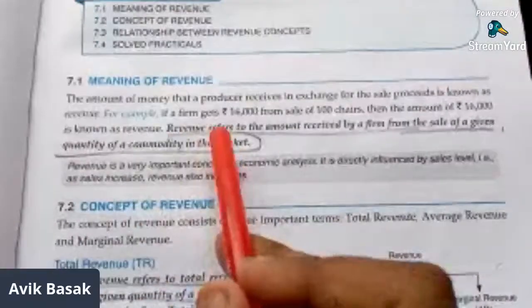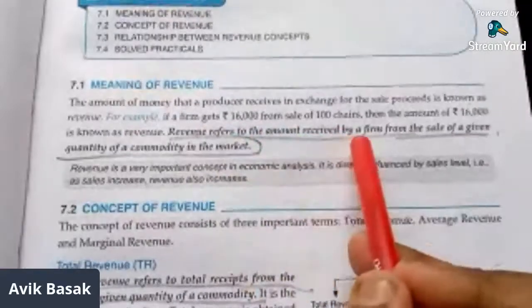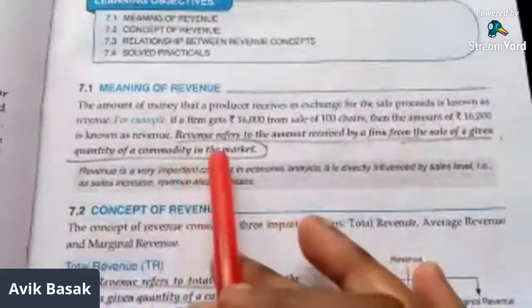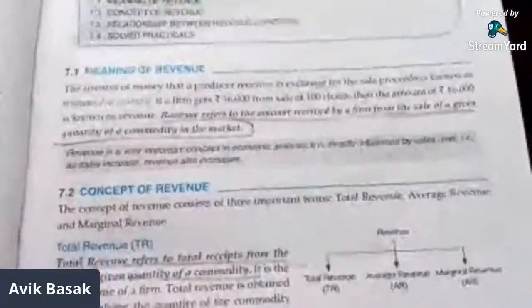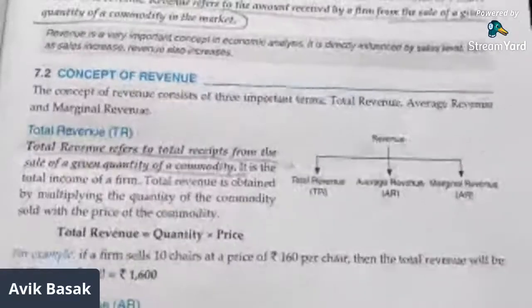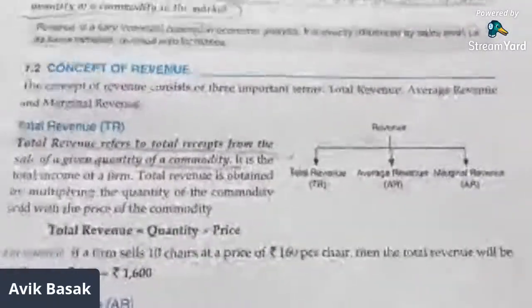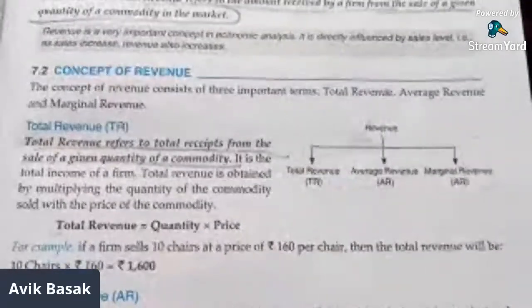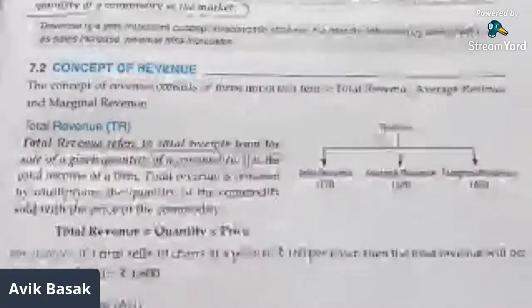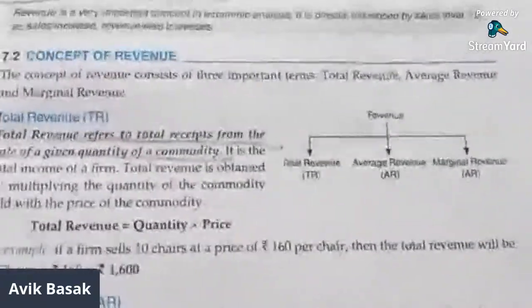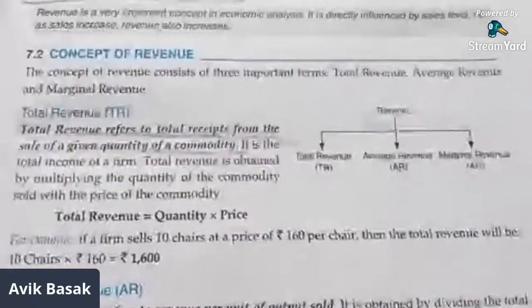So students, revenue refers to the amount received by a firm from the sale of a given quantity of a commodity in the market. Now students, like the cost concept, the revenue concept also has three things: total revenue, average revenue, marginal revenue. Okay, now what is total revenue, students? Total revenue means total money you receive after selling some good.